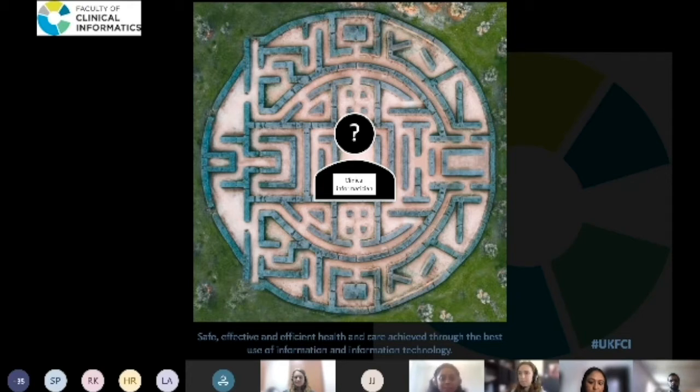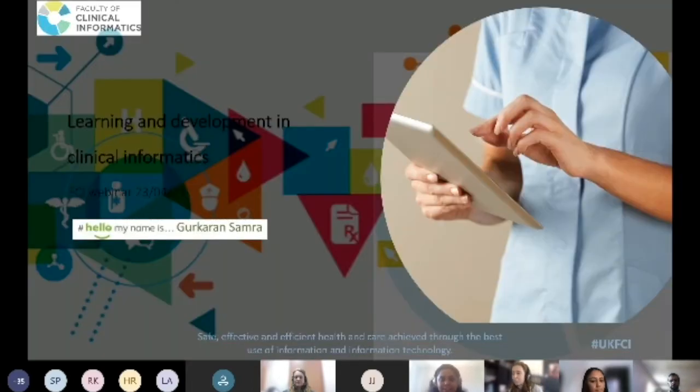So our first speaker today here is Dr. Gurkaran Samra. He's a consultant in acute medicine and is also a clinical informatician at Blackpool Teaching Hospital. He's a member at the FCI, and he has an amazing array of tips and resources to share with us. So without further ado, I would like to welcome Gurkaran.